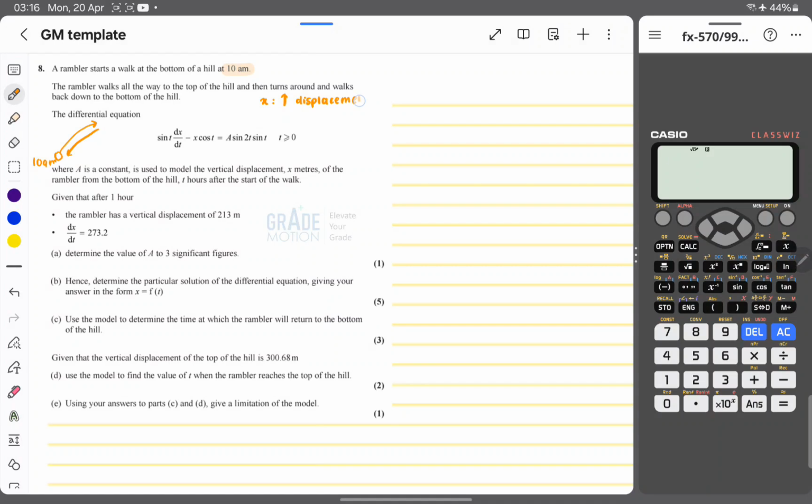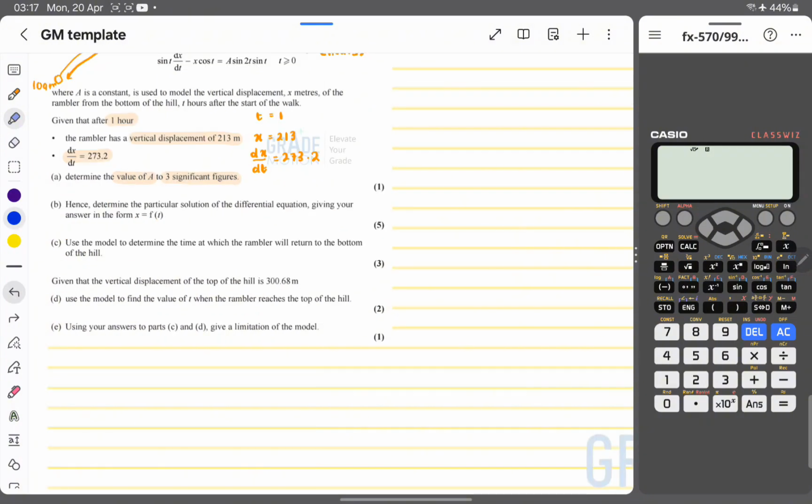in meters, and t is the time taken in hours. Now, given that after 1 hour, the rambler has a vertical displacement of 213 and dx/dt of 273.2. So, t is equal to 1, x is equal to 213, dx/dt is equal to 273.2. Question A. Determine the value of A to 3 significant figures.